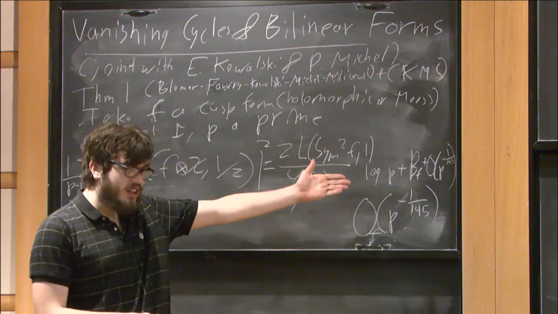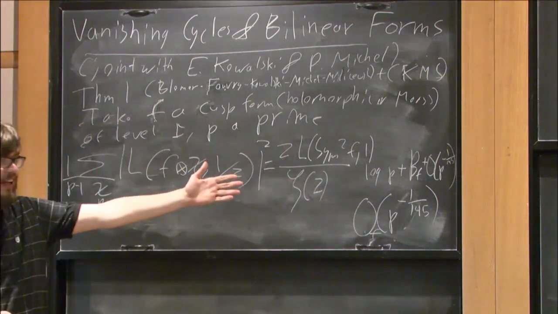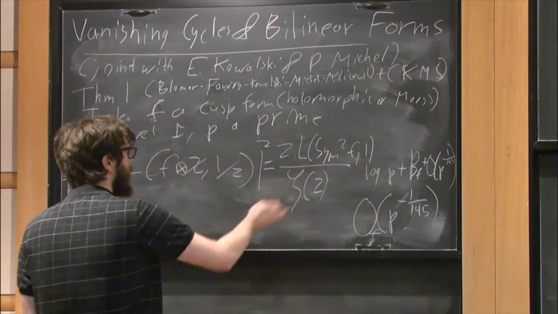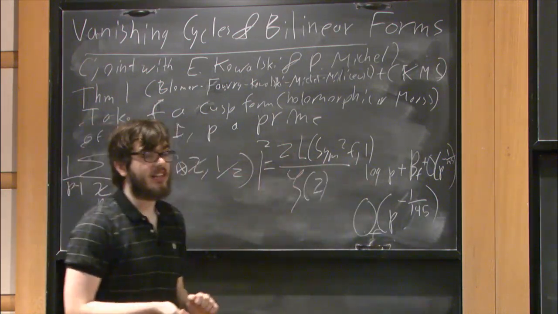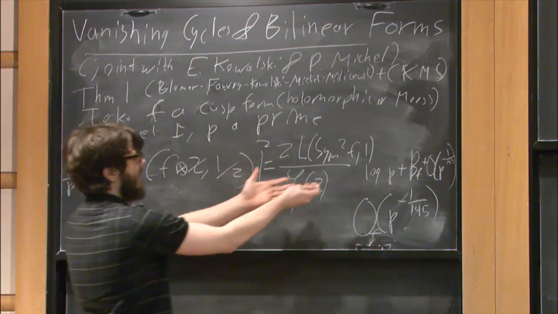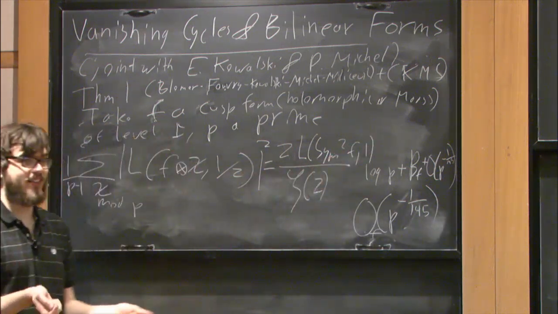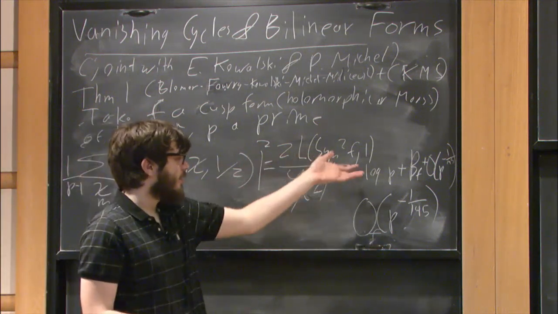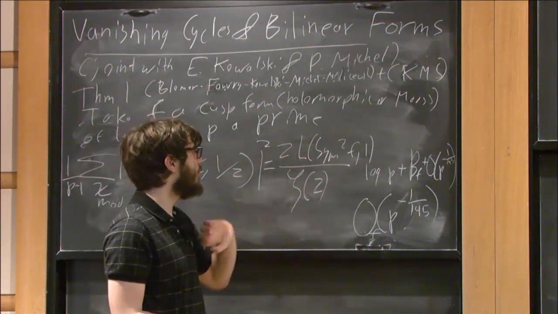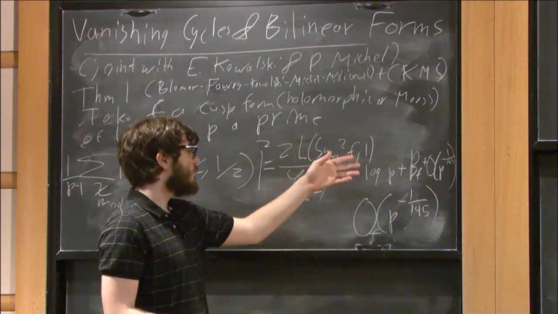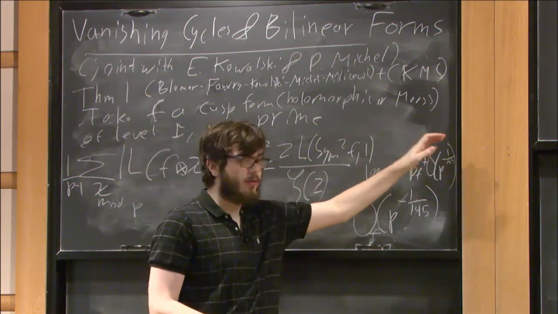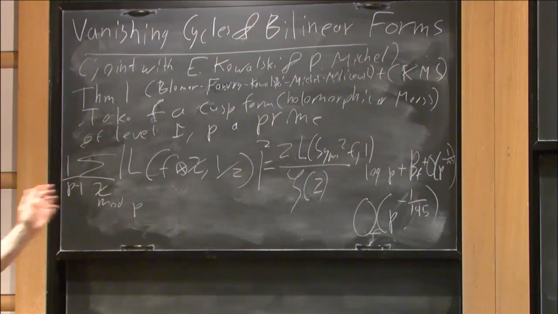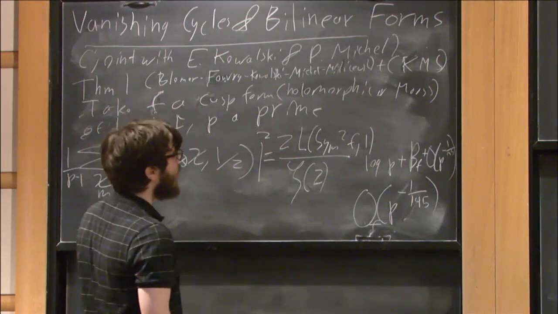You can get it by some kind of residue calculation. This is a linear function of log p, and the coefficients have something to do with L-functions. Well, I mean, the error term is much smaller. And so this tells you to a pretty good amount what the second moment is.